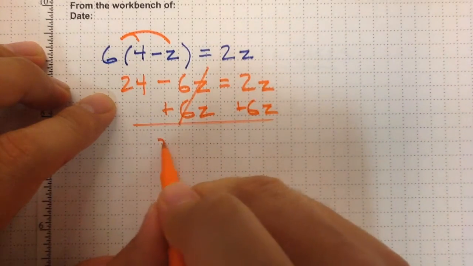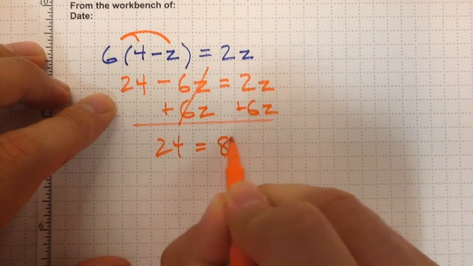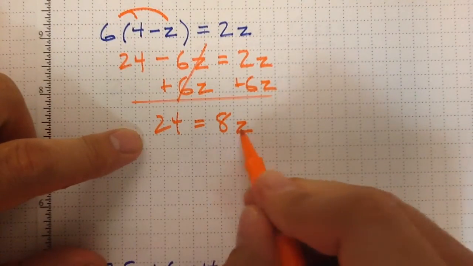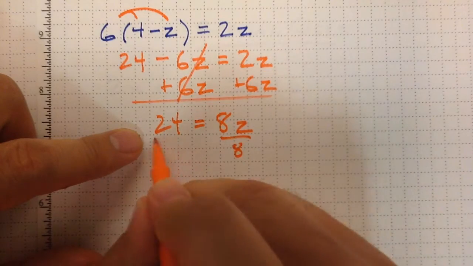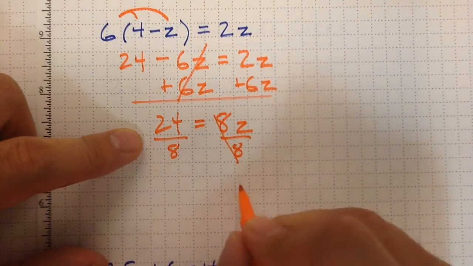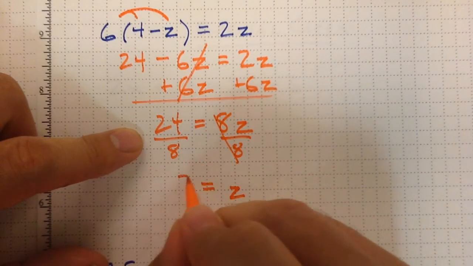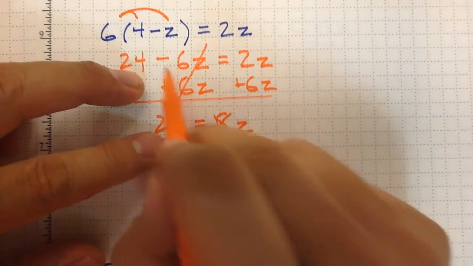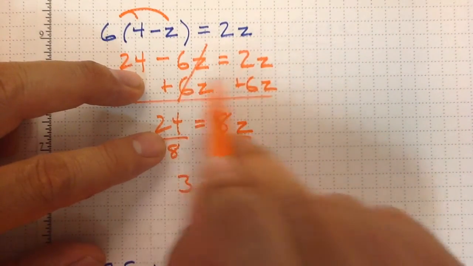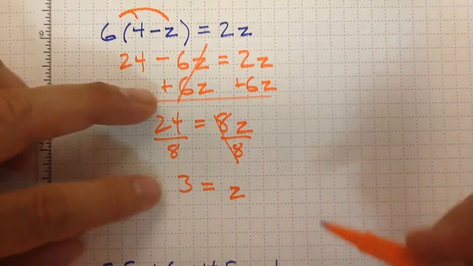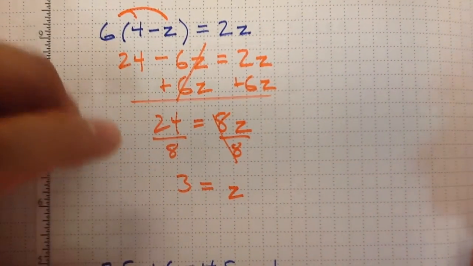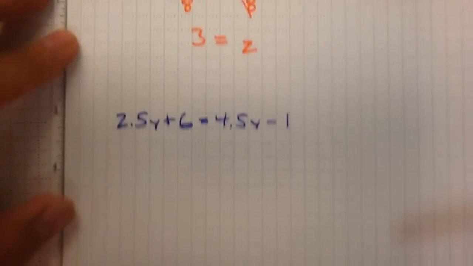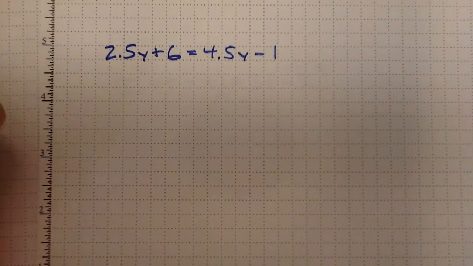Those will disappear. I'll get 24 equals 8z. And notice how I'm just down to one step. 8 times z. The opposite is to divide. And I get z equals 3. Okay, I won't do it a second time, but if I had gone the other way and subtracted 2z from both sides on this step, again, I would have ended up with one extra step later on, and this just makes it faster.